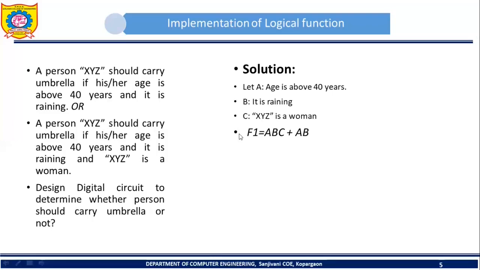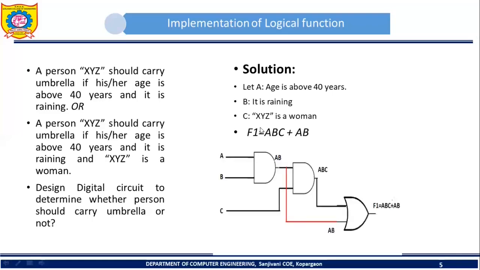Now let's try to implement this logical function with the help of gates. Which gates will be required? First of all, we have to determine those gates. Here we will require an AND gate. How many AND gates? One AND gate will be required to generate term AB. Then a second AND gate will be required to generate term ABC. Are you getting? So here we will require two AND gates, and here we will require one OR gate. So two AND gates and one OR gate will be required in order to implement this function F1.